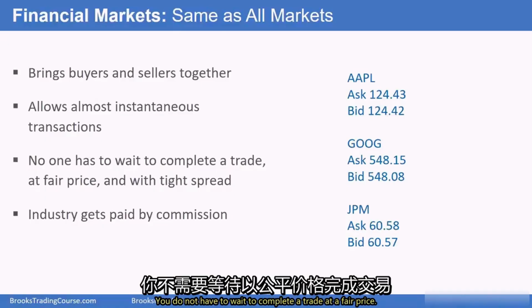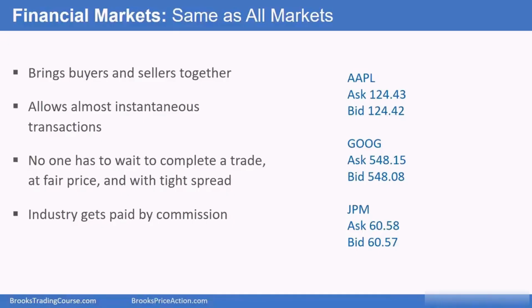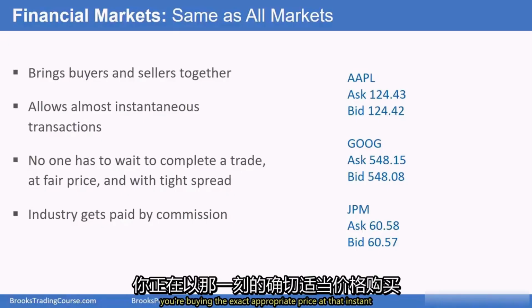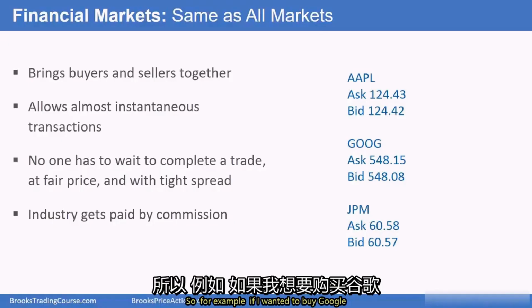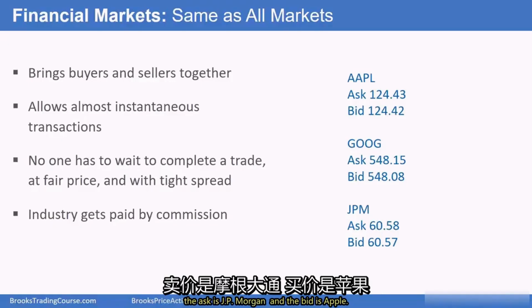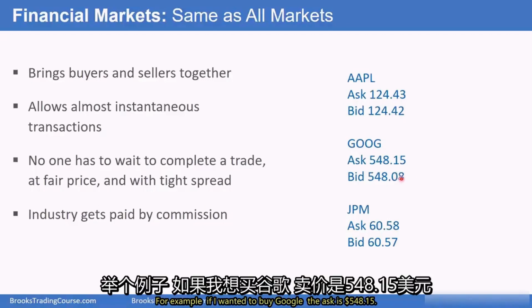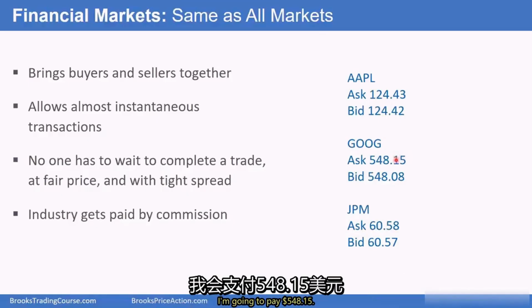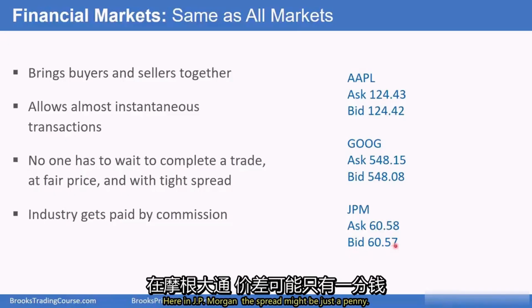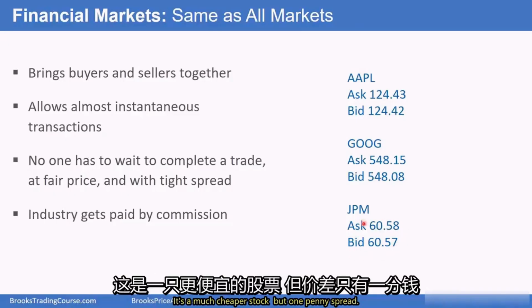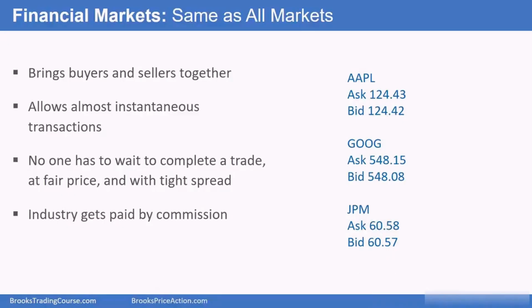And the stock market brings the buyers and sellers together, and they get almost instantaneous transaction. You do not have to wait to complete a trade at a fair price. You know that when you trade, you're buying at the exact appropriate price at that instant, and there's a very tight spread between the bid and the ask. So for example, if I wanted to buy Google, the ask is $548.15. I'm going to pay $548.15. If I want to sell Google, it might be 0.08, and that's not a very big spread. Here in JP Morgan, the spread might be just a penny. It's a much cheaper stock, a 1 penny spread.